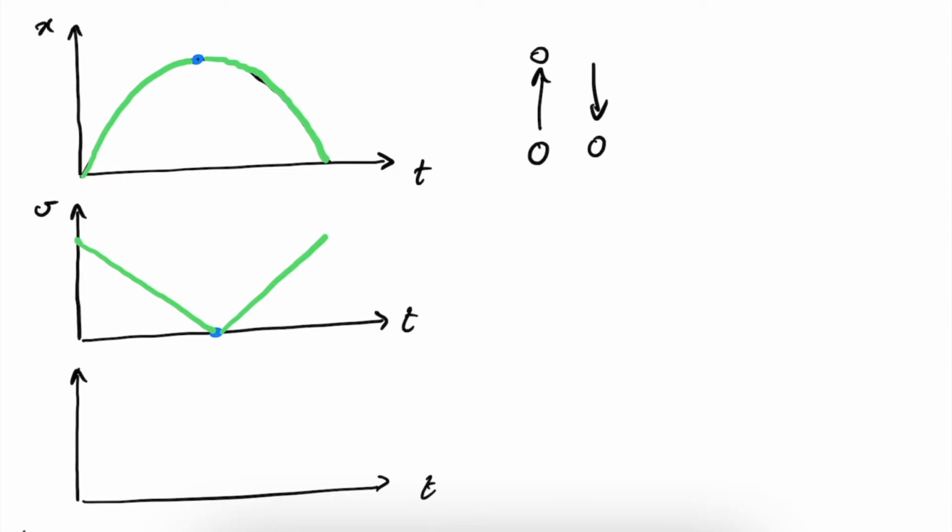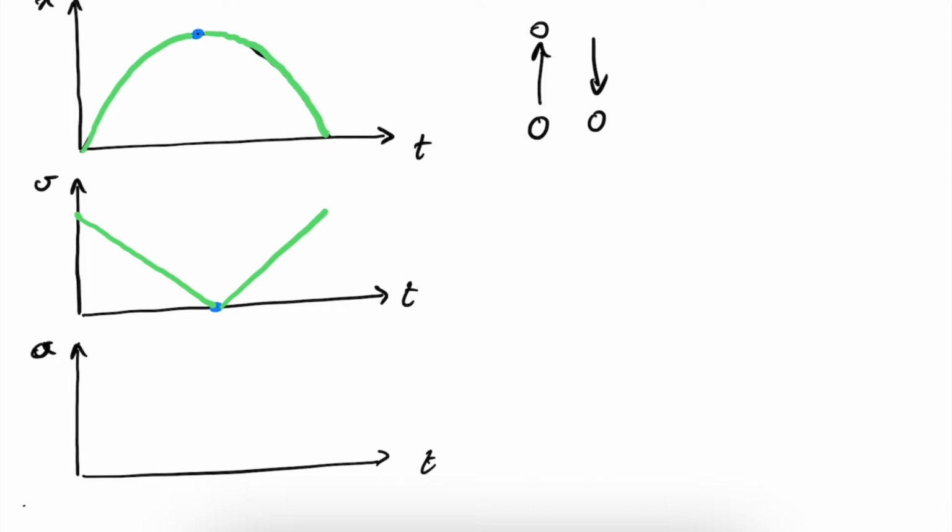Well, I already said that the change in velocity is uniform. This has to do with gravity, that it pulls on everything with the same acceleration. How does this now look on our graph?